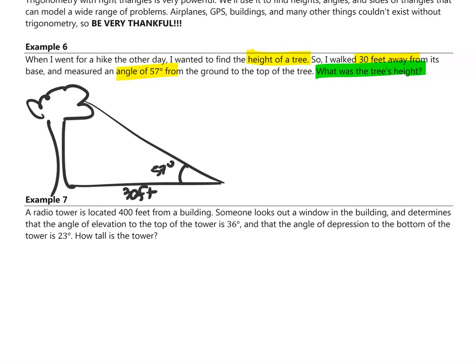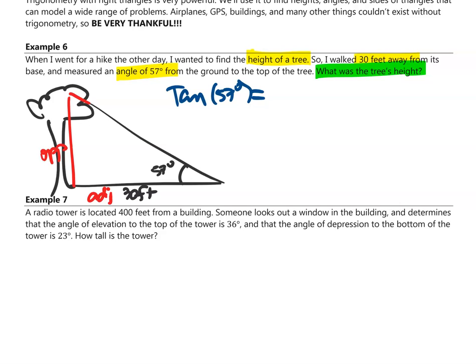And we want to solve for the height of the tree. So let's say this is the height of the tree, and this is the given angle, 57 degrees, and this is the opposite side, and this is the adjacent side. So that means with an angle and opposite and adjacent, we use tangent. So tangent of the angle 57 degrees is equal to the opposite over adjacent.